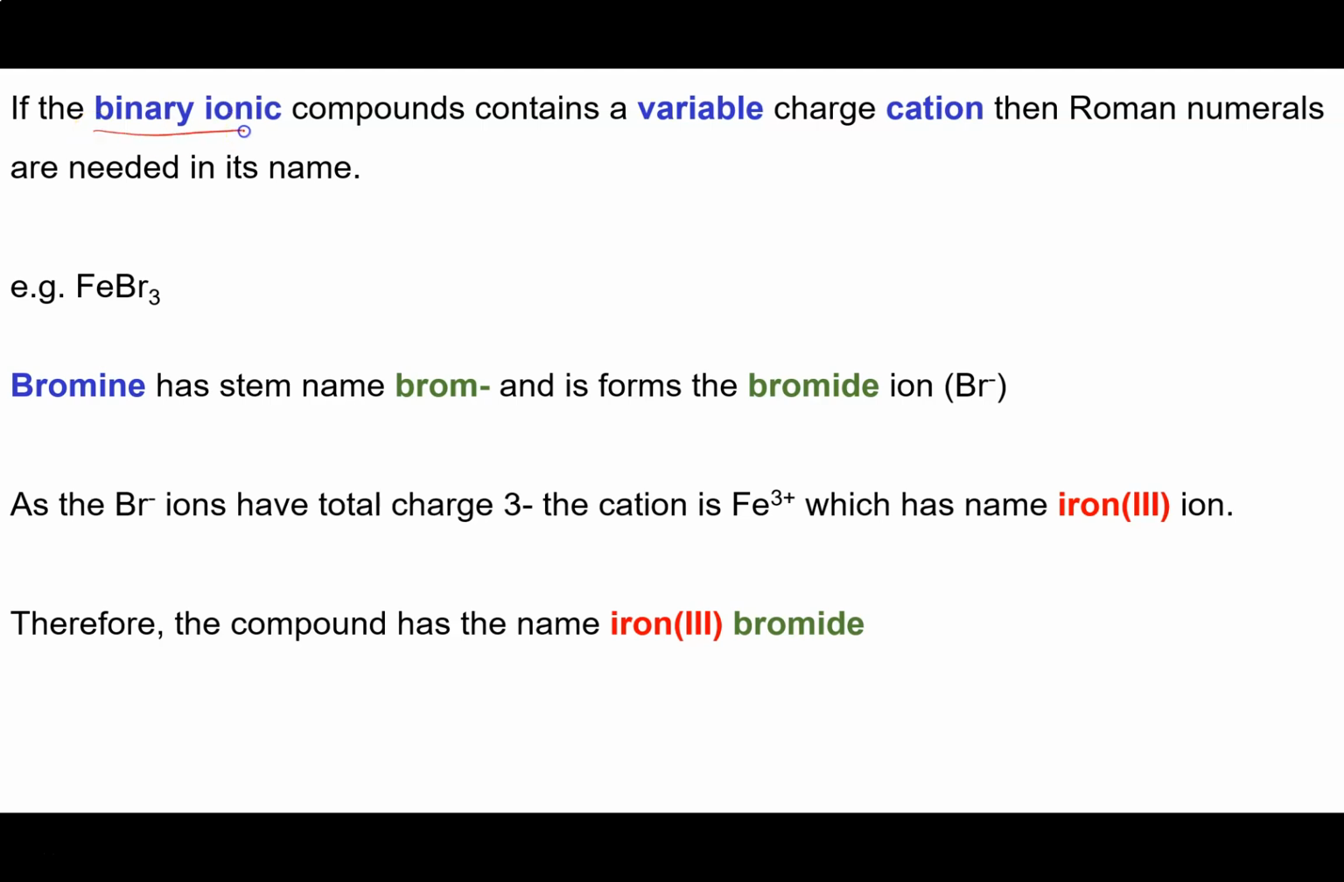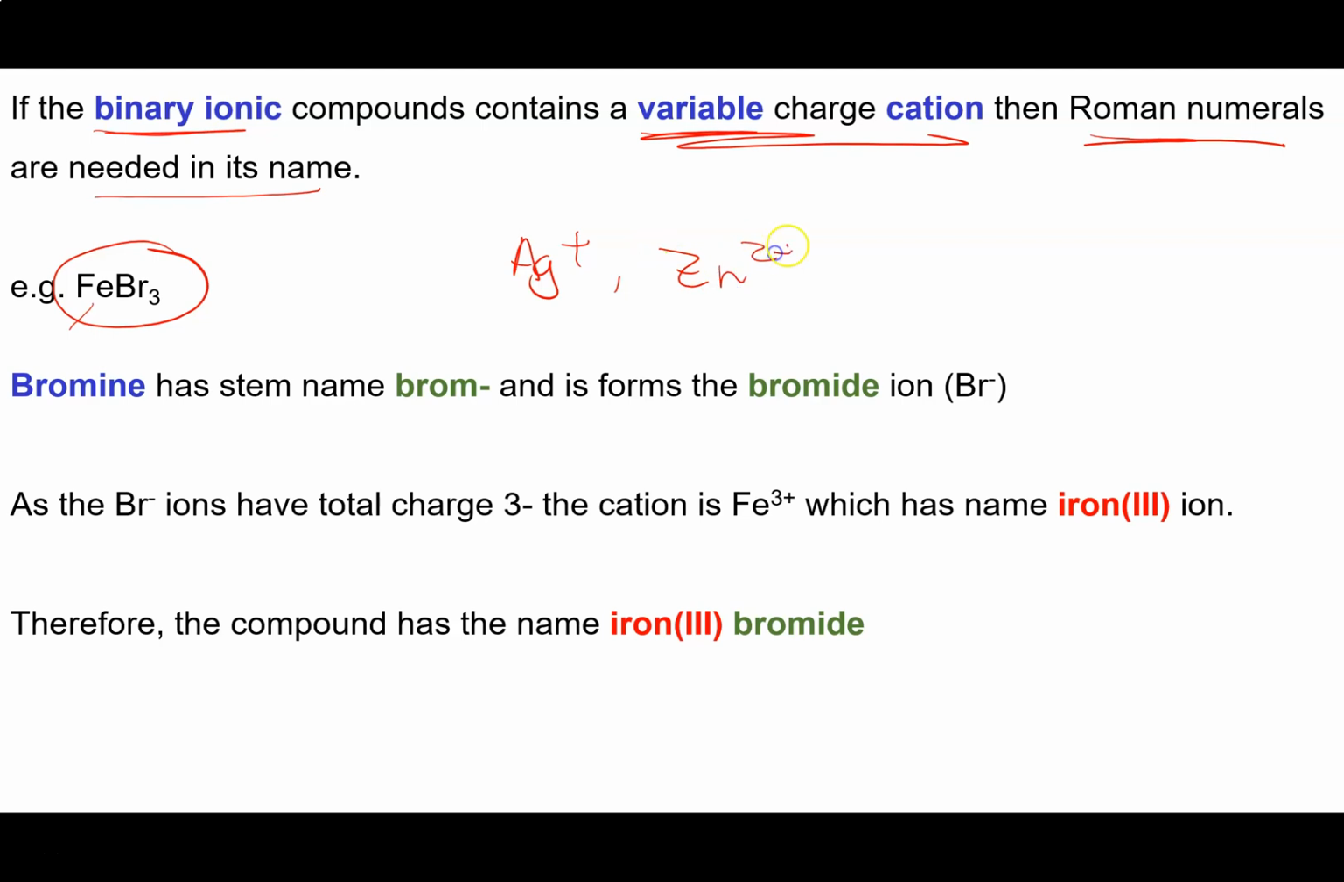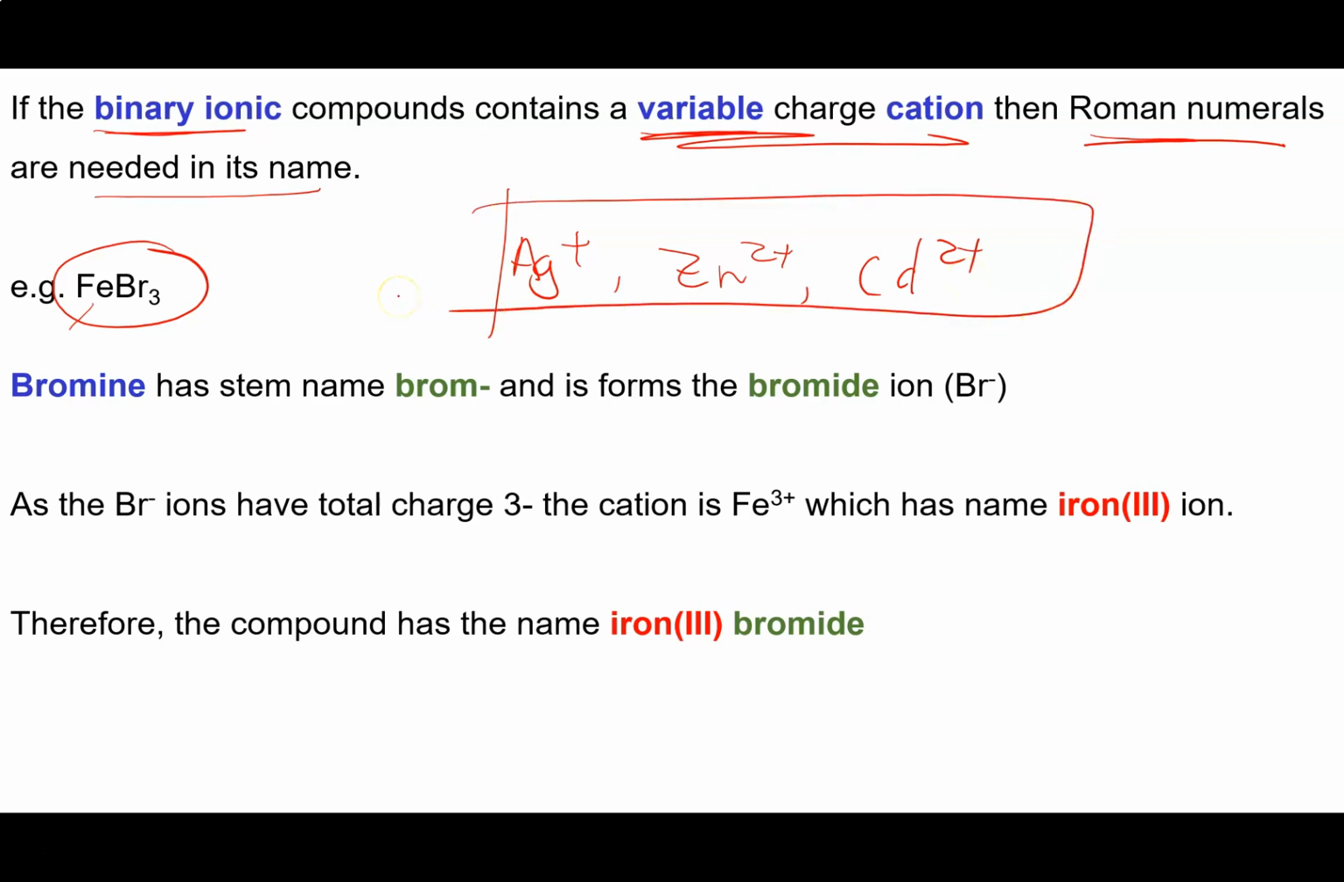Now, if your binary ionic compound contains a variable charged cation, then Roman numerals are needed in the name. So with FeBr3, I look at the cation and I groan a little. It's a transition metal and it's not a special case, so I immediately know that it's going to need Roman numerals. Remember that the special cases for the transition metals were those three, and you can remember them. They're all touching on the periodic table.